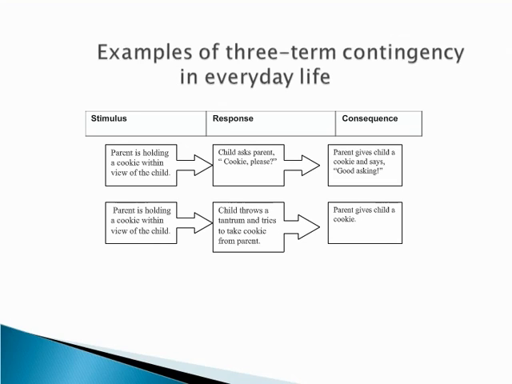Let's look at the same exact scenario with a little different response, or a different behavior. The parent is holding a cookie within view of the child. The child throws a tantrum and tries to take the cookie from the parent, so the parent gives the child the cookie. Here, the behavior is different, but the consequence is the same. Both behaviors increase the likelihood that the behavior will happen again, because the child got the cookie both times.